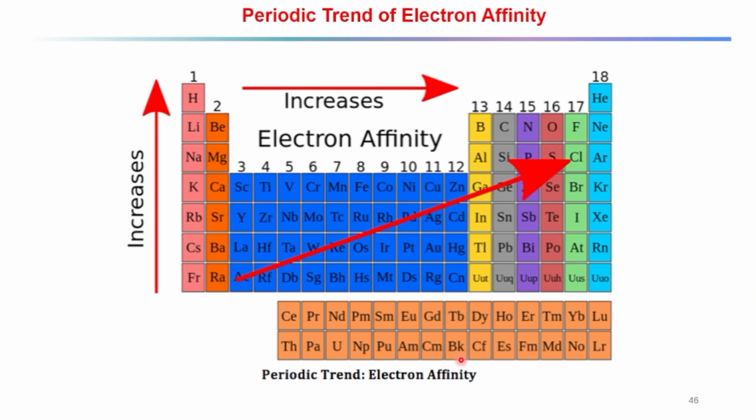Now let's see the periodic trend of this electron affinity. As we go from left to right along the period, the electron affinity increases. And as we go from top to bottom along a group, the electron affinity decreases. So along a group, if we go bottom to up, the electron affinity increases. So it is increasing from left to right and bottom to up. Actually it is increasing in this diagonal way. That's why I call it an upright property or UR property.